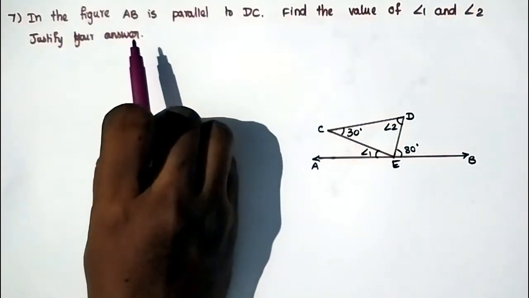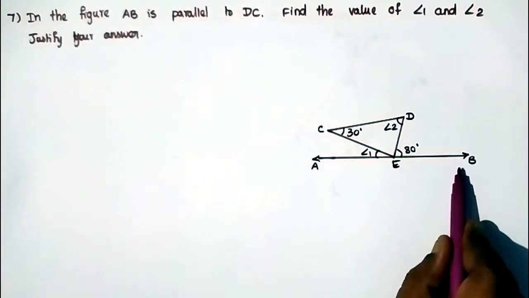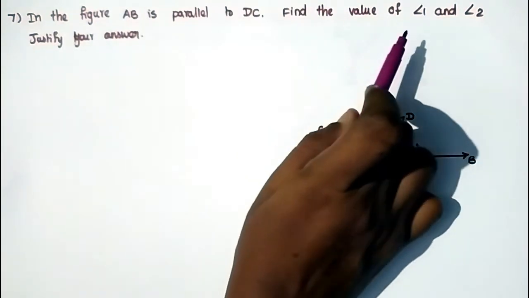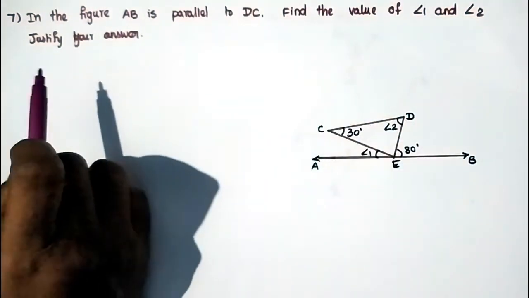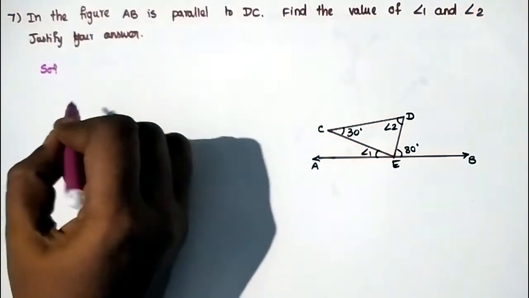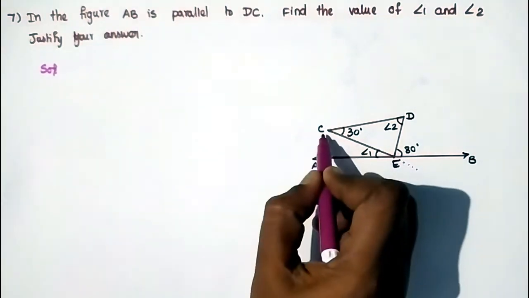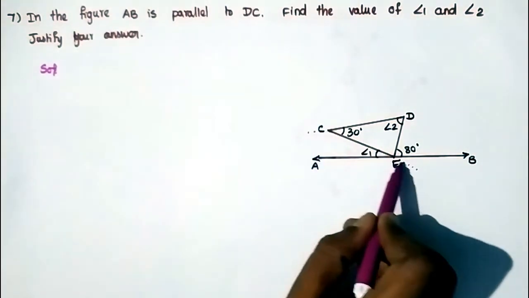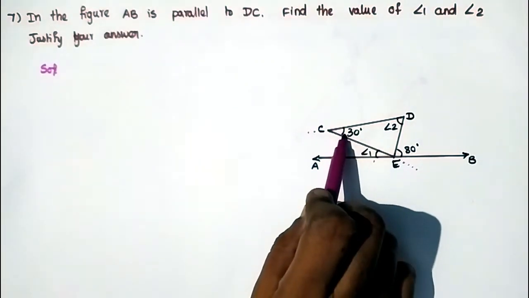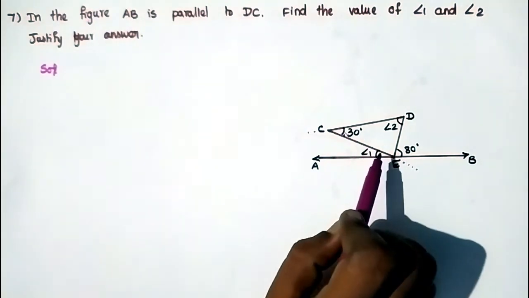Seventh sum. In the figure, AB is parallel to DC. Find the value of angle 1 and angle 2 and justify your answer. Listen here. This line is extended, which means it is a transversal. So angle 1 equal to 30 degrees. What is the reason? Alternate interior angles.